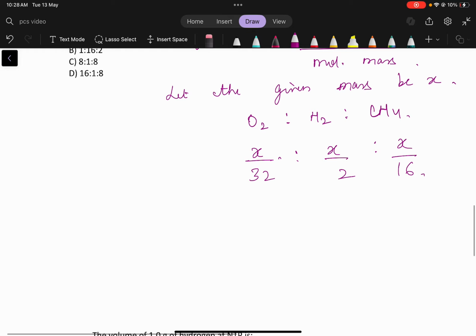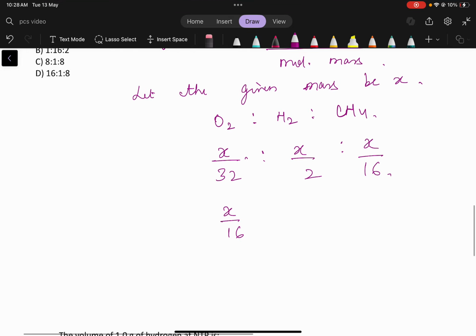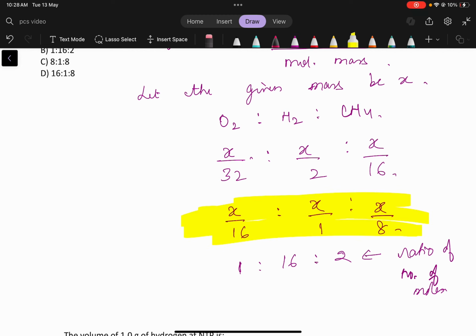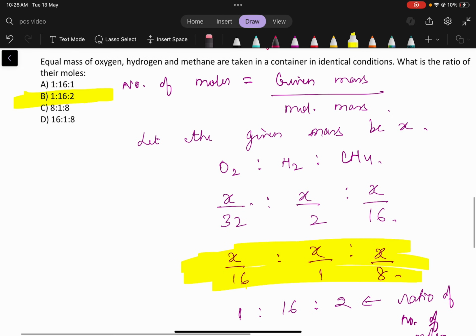Now let's take a simple ratio. It comes to x by 32 is to x by 2 is to x by 16. Let's take the LCM. We get 1 is to 16 is to 2. This will be the ratio of the number of moles. Understood? Here we have taken an LCM of 32, so the ratio comes as 1 is to 16 is to 2. I hope you understood the question.